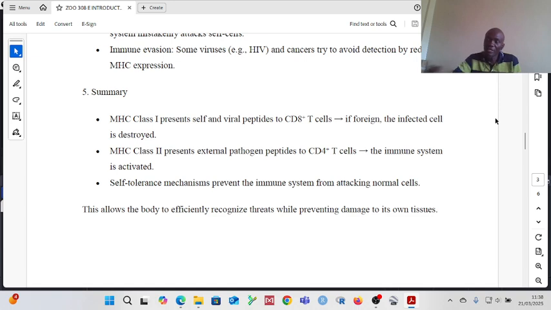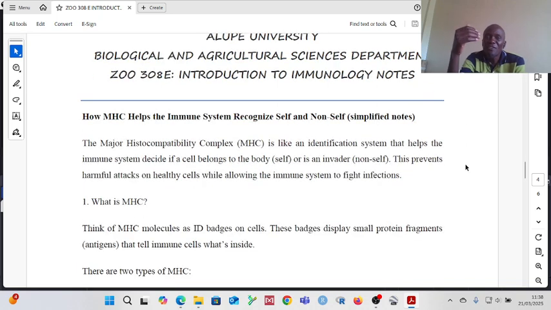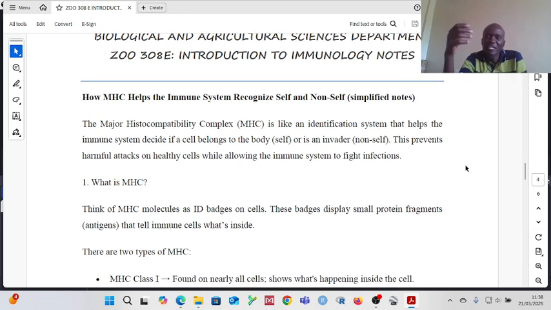So I'm sharing these notes with you, but the notes are just from page 1 to page 3. Then from page 4, you have notes talking about what I've explained, but now in a simplified manner. So when you read from page 4 to page 6, you are just reading a simplified version of the notes that I've explained. So this page 4 to 6, they help you to understand.